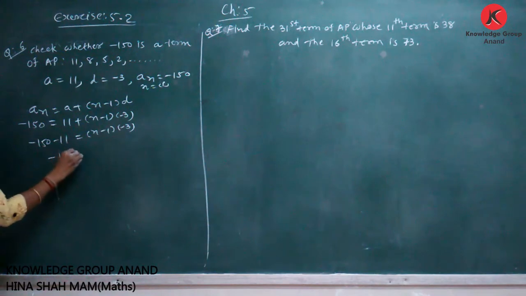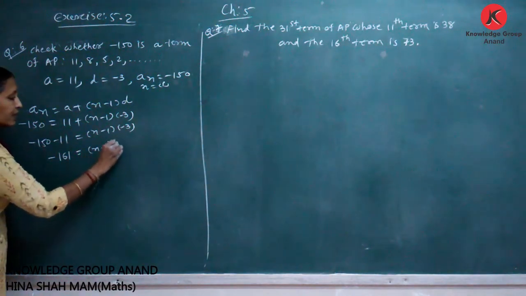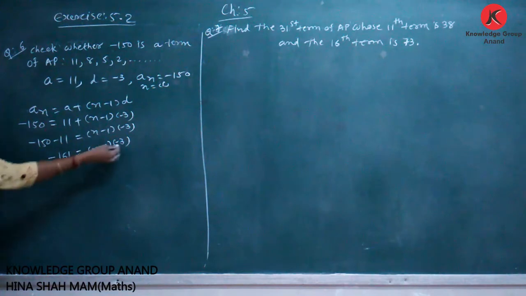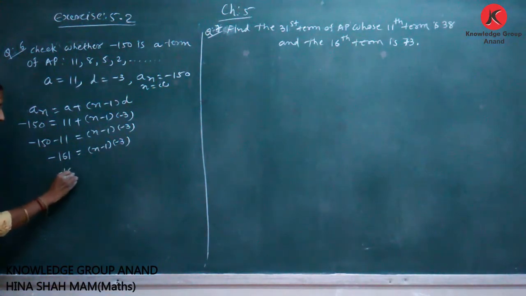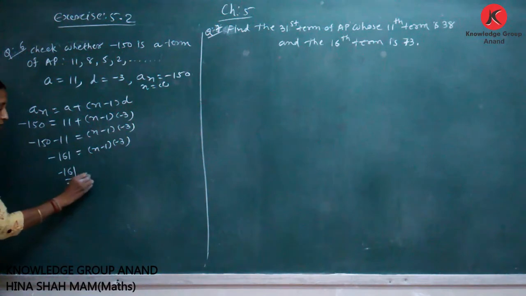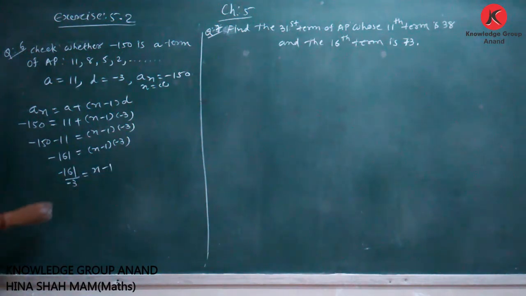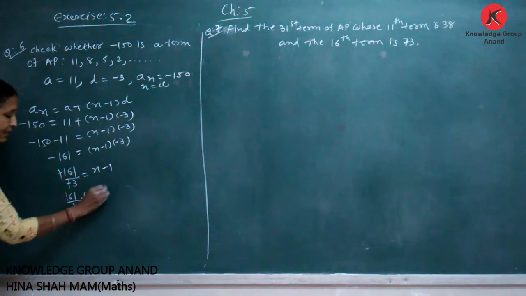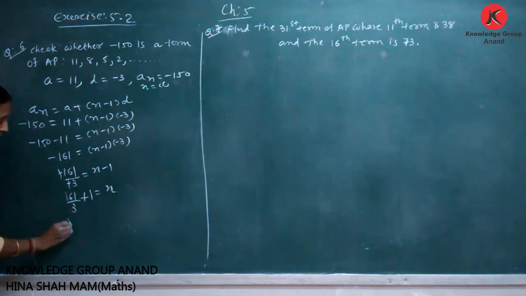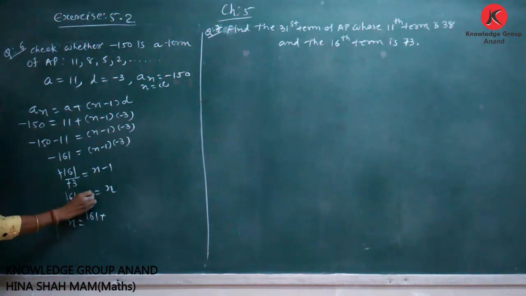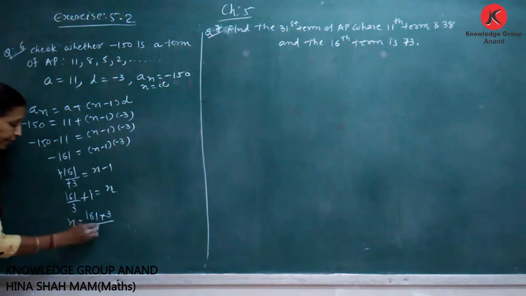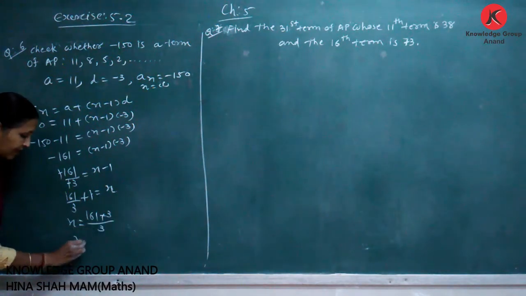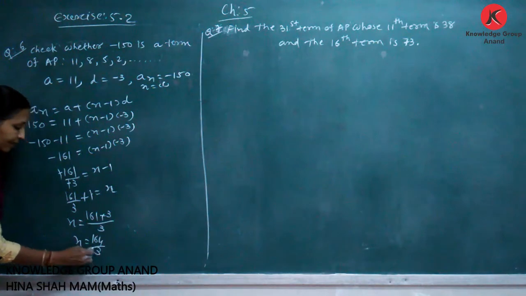Minus 150 minus 11 is equal to n minus 1 into minus 3. Here minus 161 is equal to n minus 1 into minus 3. Minus 3 is in multiplication, so minus 161 upon minus 3 is equal to n minus 1. 161 upon 3 plus 1 is equal to n. n is equal to 161 plus 3 upon 3, which is 164 divided by 3.